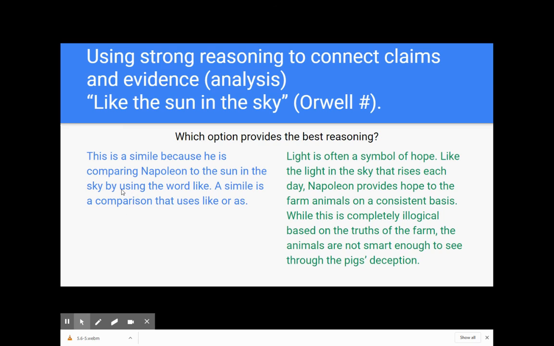In no way are we really seeing this author's original thought. He's just telling me the definition of simile, and I promise you, I know the definition of simile, okay? So look at this one. This one is much stronger. Light is often a symbol of hope, like the light in the sky that rises each day. Napoleon provides hope to the farm animals on a consistent basis. While this is completely illogical based on the truths of the farm, the animals are not smart enough to see through the pig's deception. This is an analysis. This is breaking down that simile and trying to figure out how Napoleon is actually like the sun in the sky. This shows me that writer's original thought. Okay, so that is much, much stronger.